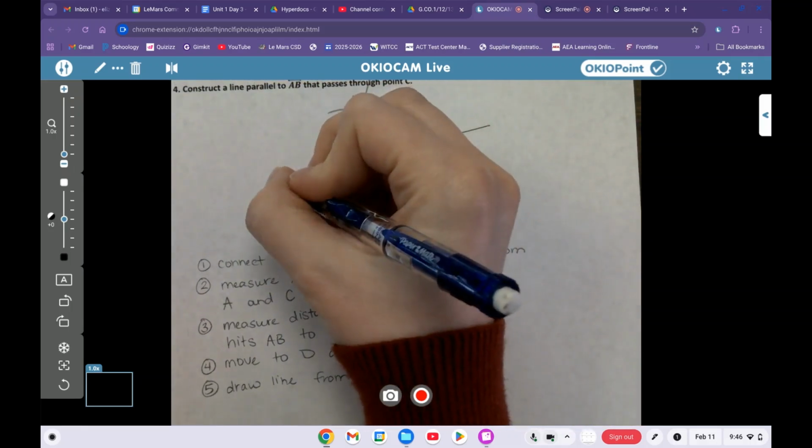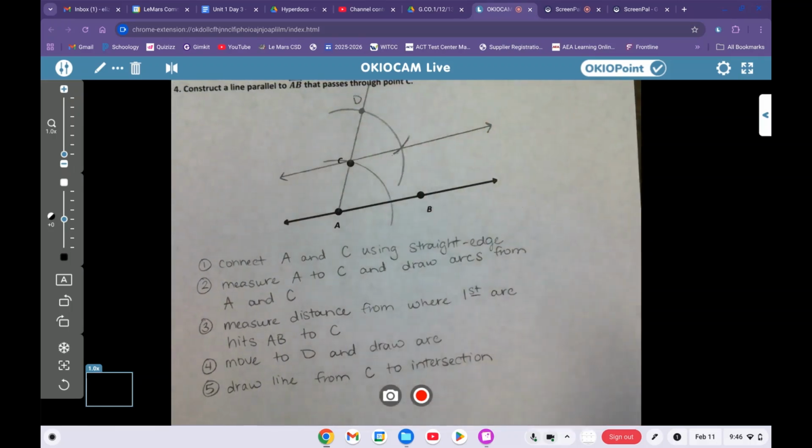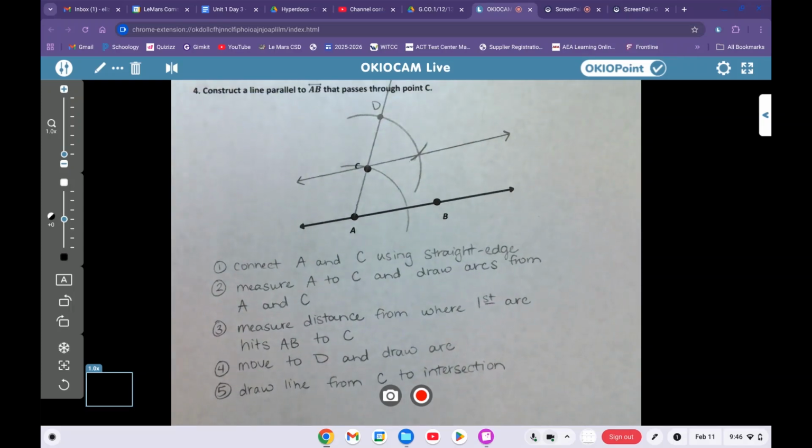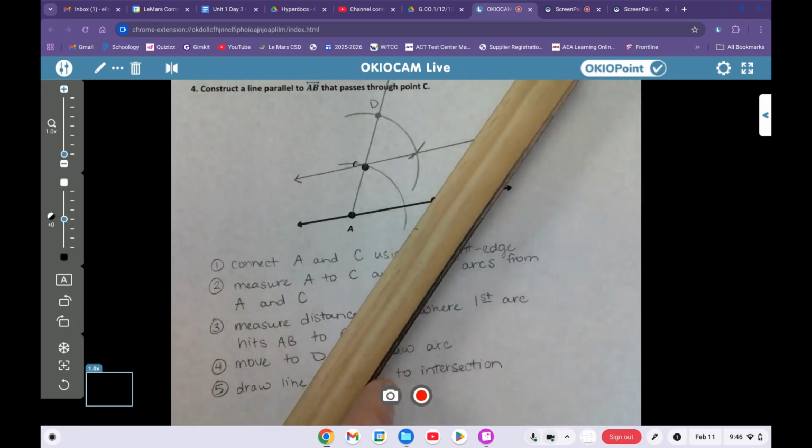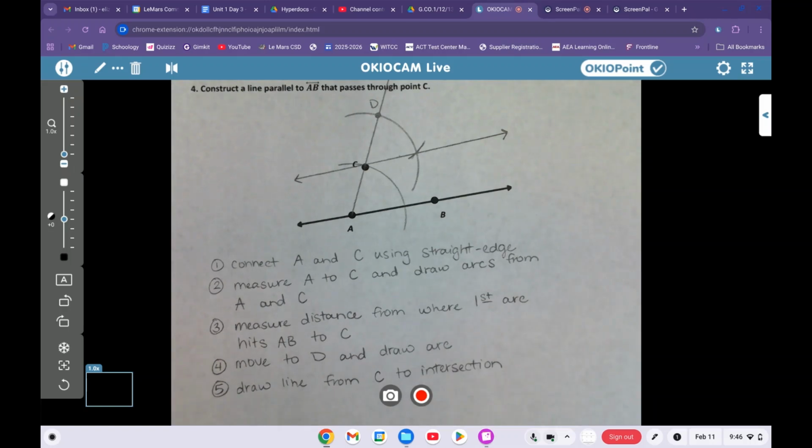Mine's maybe off a little bit. Like I said, some of that could just be user error, like maybe I tapped my compass a little bit and I caused it to shift. It should be pretty close though. I'm not going to be super picky if it's not perfectly parallel. If yours looks a little bit off, I'm probably still going to give you credit for that. Now, if it's way, way off, like if you have a line that's clearly going to intersect that bottom one, then we've got more issues. And we'd want to go back and try to fix that.